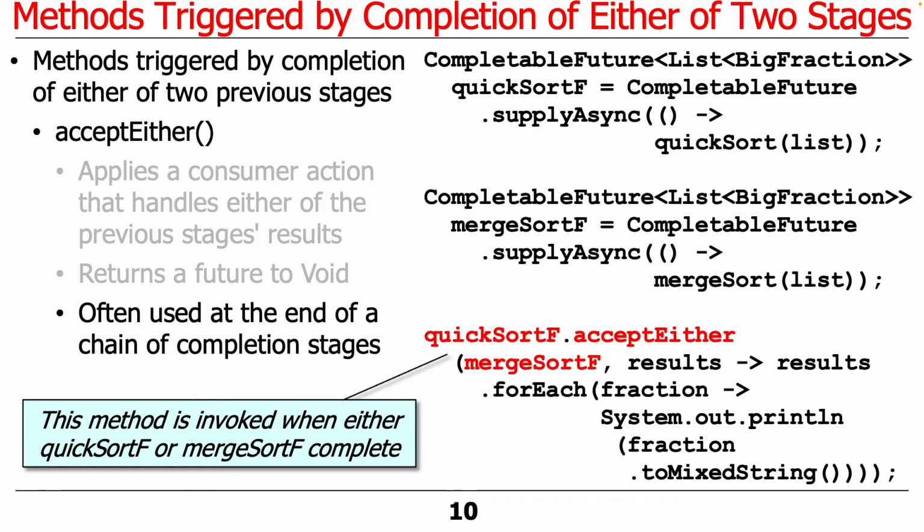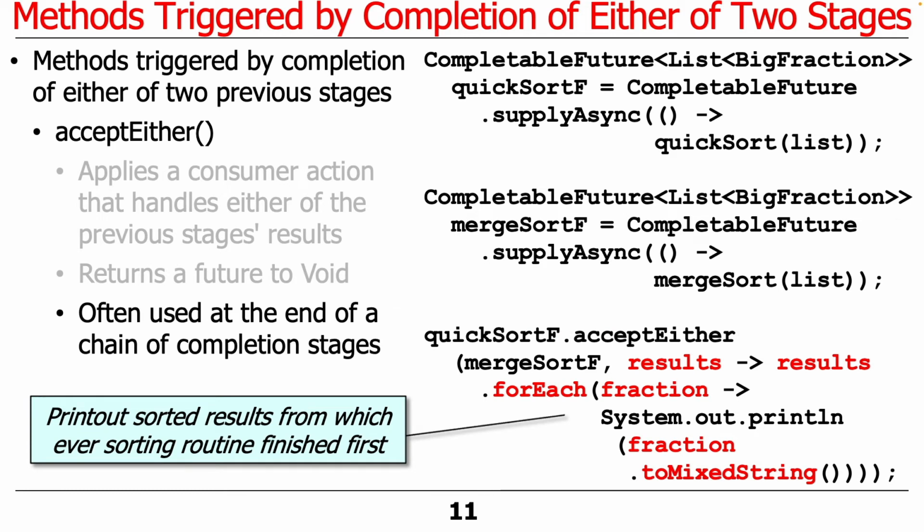So here's what it looks like. We take the quicksort_f and the merge_sort_f completable futures, and we connect them by acceptEither. And the action of this method will be invoked when either the quicksort computation finishes asynchronously or the merge sort computation finishes asynchronously. So whichever one finishes first, that's the one we're going to choose. And the particular action here that we're going to do when either one finishes is we're going to go ahead and print the results, which will now be sorted mixed strings, to the standard output.